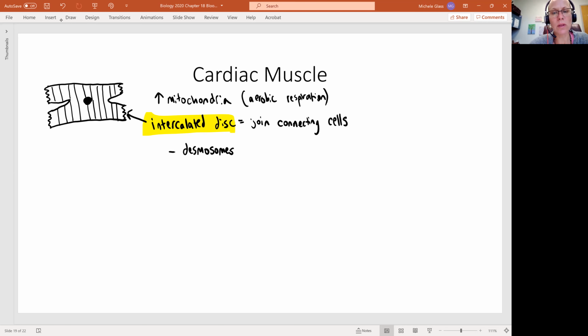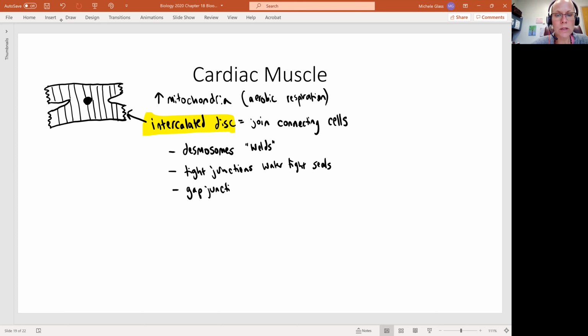You can think of these as little physical welds between these cardiac muscle cells. Then we also see what are called tight junctions, which are little watertight seals between cells. And then we see what is called the gap junction. The desmosome and the tight junction are physical connections between the cells. A gap junction allows for the movement of ions, which remember means signal, between cells.